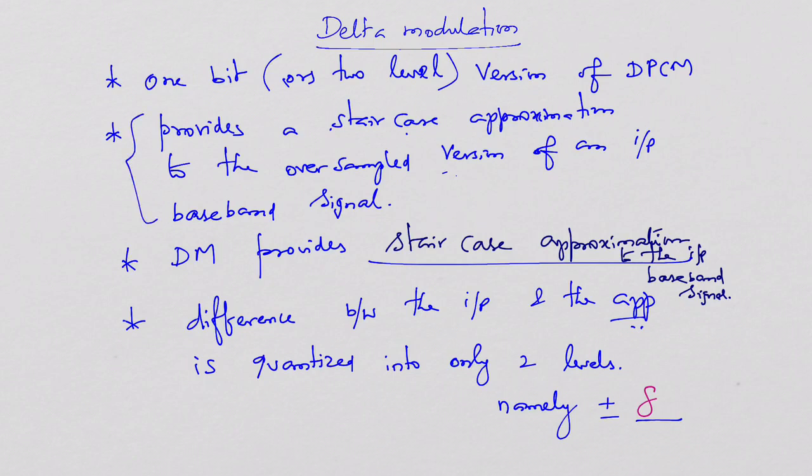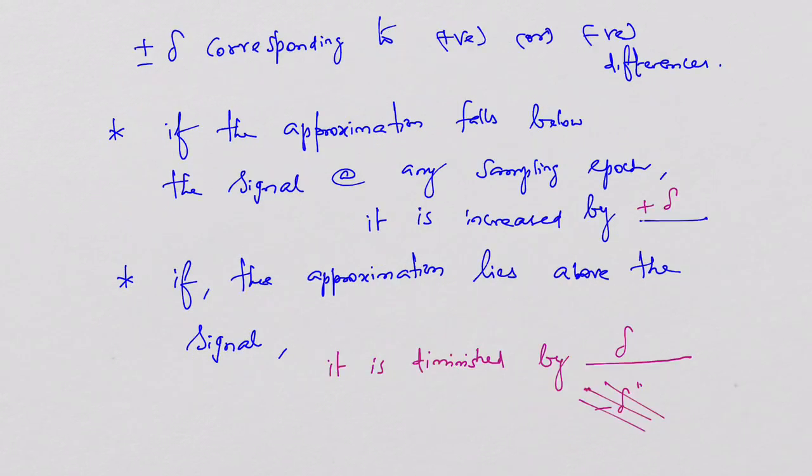Delta modulation provides a staircase approximation to the oversampled version of the input baseband signal. The difference between the input and the approximation is quantized into only two levels, namely plus delta or minus delta. Plus delta corresponds to positive and minus delta corresponds to negative differences. If the approximation falls below the signal at any sampling epoch, it is increased by plus delta. On the other hand, if the approximation lies above the signal, then it is diminished by delta, plus delta or minus delta.